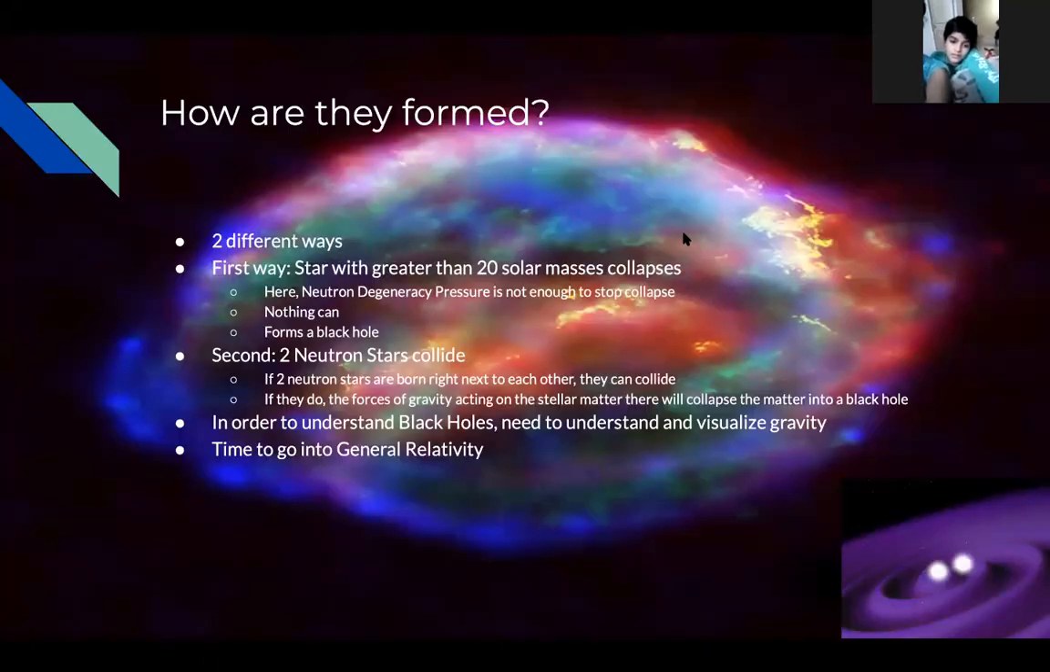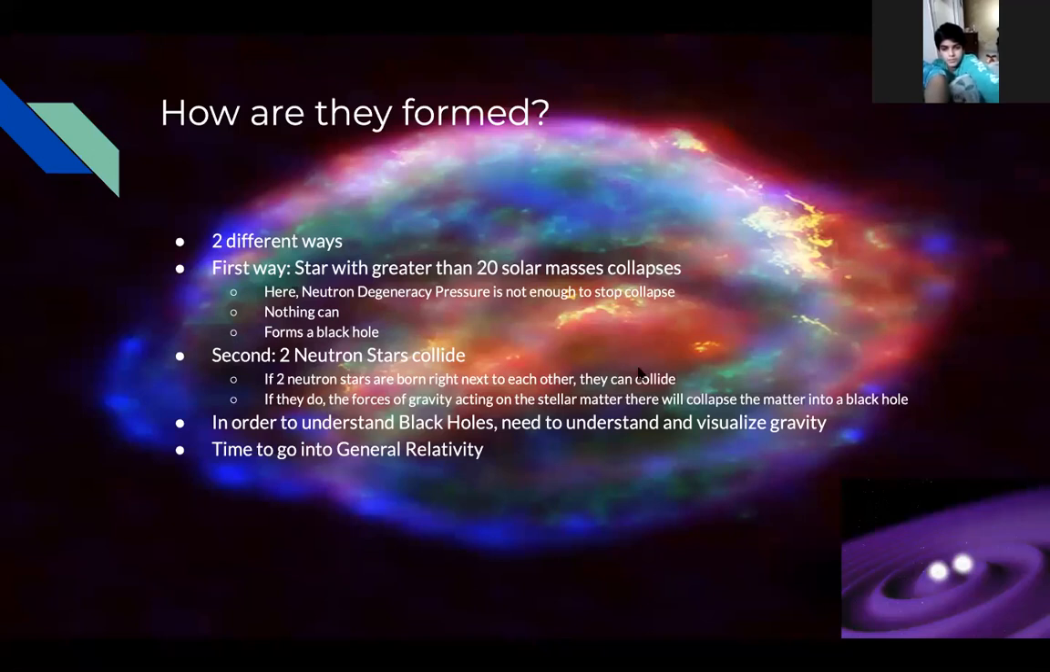How are they formed? There are two different ways in which a black hole can be formed. The first way is if a star with more than 20 solar masses collapses. If you're unaware of what a solar mass is, go over the previous classes. I have explained it. But to put it simply, with a star that has more than 20 solar masses, when it collapses, neutron degeneracy pressure is not enough to stop the collapse itself. There is nothing in the universe, there is no force strong enough to stop the star from collapsing. So it collapses so hard that it forms a black hole, just to put it simply.